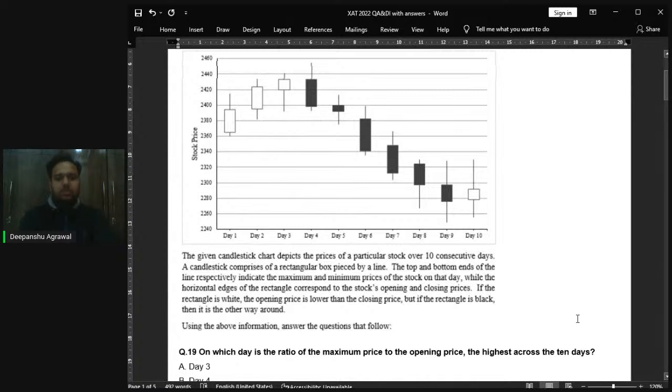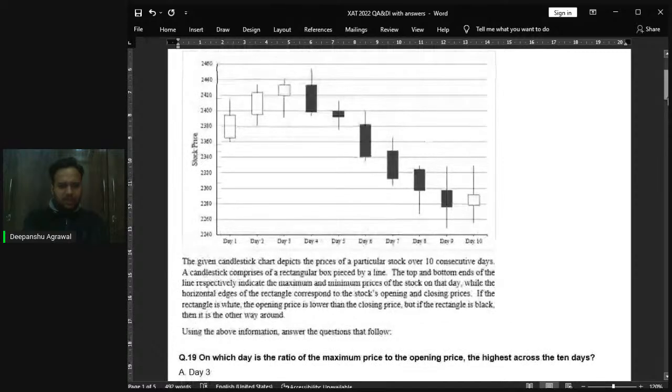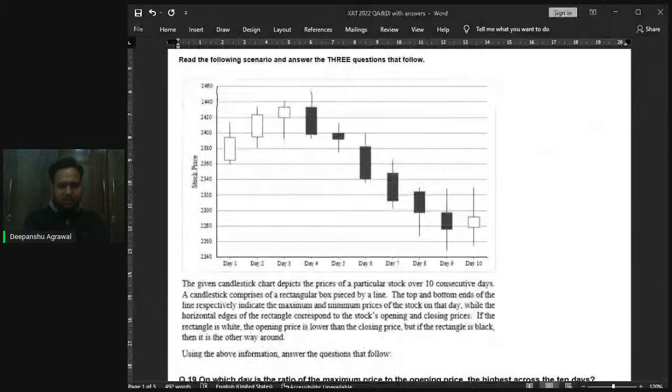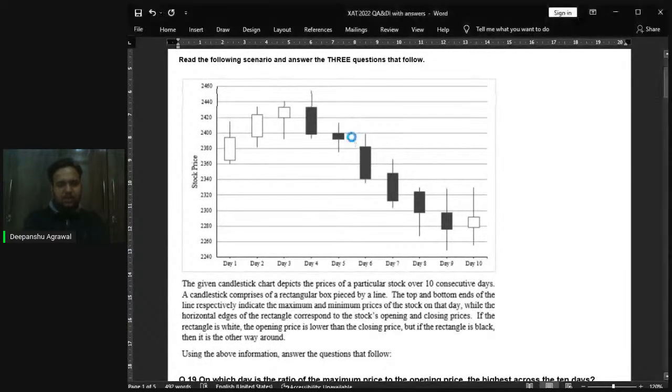Okay. So we have to find on which day the ratio between maximum and opening price is the highest across the 10 days. I think we have just done this question. I think we have missed some question because this question has already been done. Just give me a second. Let me check whether I have copied the question correctly or not, because question number 19's type of question we have just done. Just give me a second.